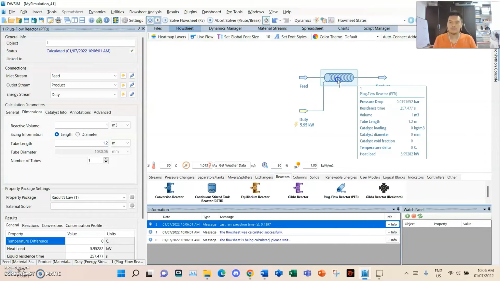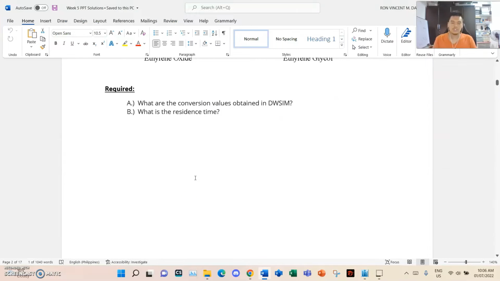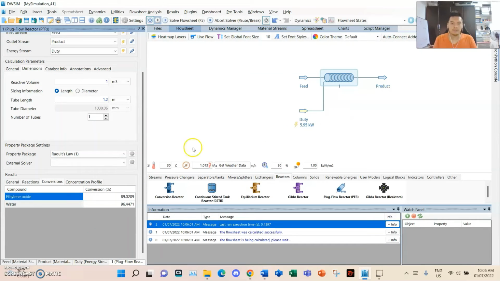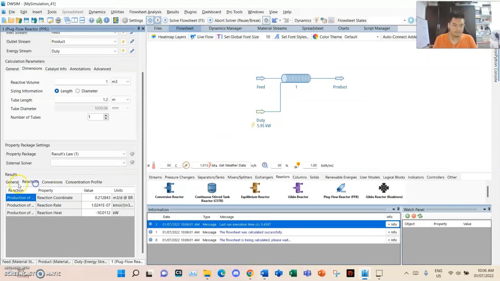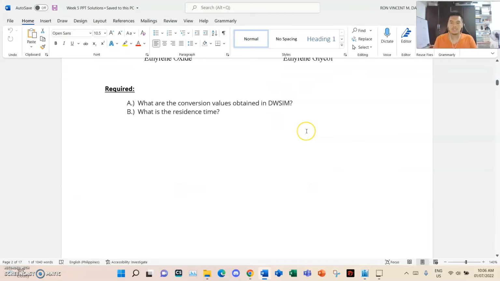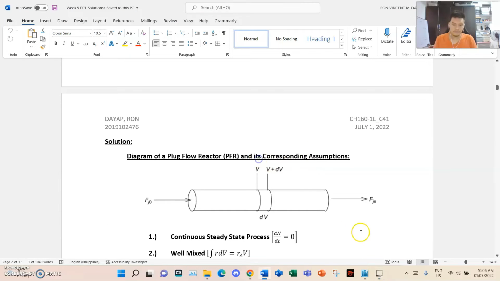But what we need is the conversion value obtained and the residence time. So the conversion value here, according to the PFR simulator, the conversion of ethylene oxide to the product, ethylene glycol, is 89% conversion, while the residence time is 257.477 seconds. With that in mind, let us now start with the hand calculation to prove that everything makes sense.